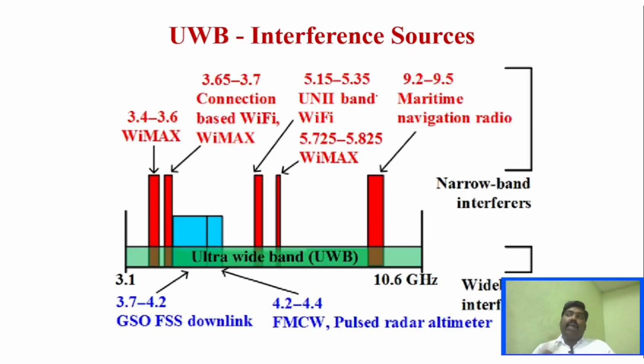And apart from it, we have other interference sources as well, where you can see Wi-Fi, the range is 5.1 to 5.35, and WiMAX, that is connection-based Wi-Fi, it ranges from 3.65 to 3.7, and maritime navigation radio covers from 9.0 to 9.6. These are some potential interferences. So whenever we design UWB devices, we have to be careful with these interference sources, right? We have to bypass these interferences, right?